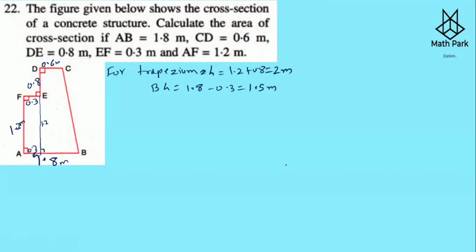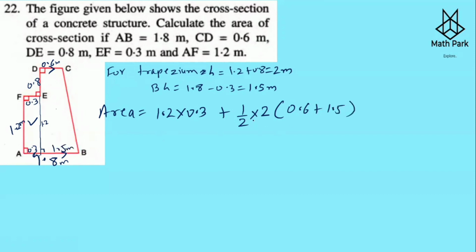Now let us find the area of the cross section. So the area of the cross section is area of a rectangle, which is 1.2 times 0.3, plus area of a trapezium, which is half times height, which is 2, times the sum of parallel sides. So these two are the parallel sides, which is 0.6 plus this we calculated as 1.5 meter. So this 2 and 2 got cancelled.